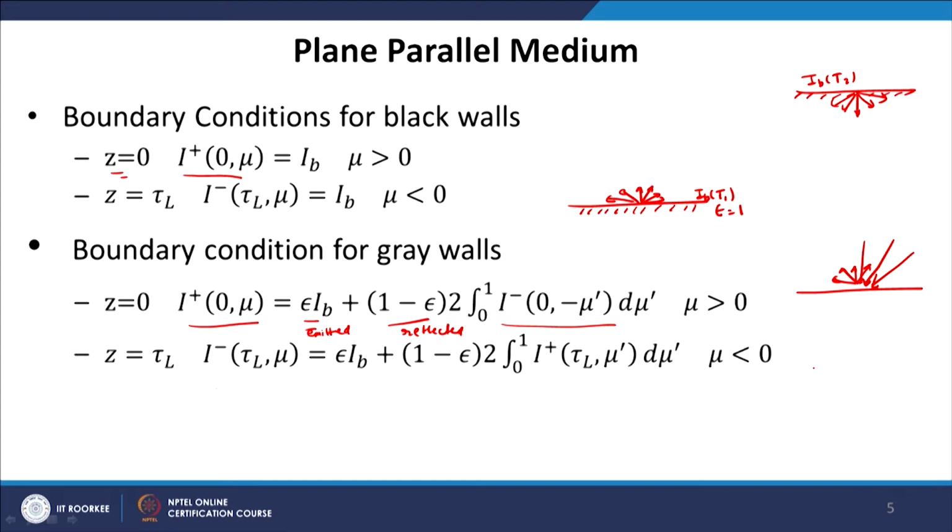On the top surface, radiation moves in the upward direction. So, we take positive value here I plus, and then it is reflected back. Okay. So, we see that for a medium bounded by gray surfaces, the result is going to be a little more complicated than the case where the medium is bounded by black walls.